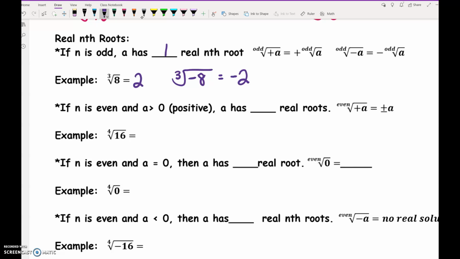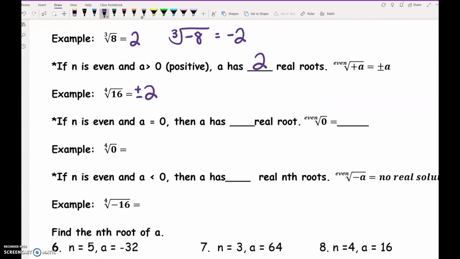If the index is even, you're going to have 2 real nth roots. For example, the fourth root of 16 is 2 because 2 multiplied 4 times is 16. But if you take negative 2 times negative 2 times negative 2 times negative 2, you have an even number of negatives. The negatives cancel and you still have positive 16. So the fourth root of 16 is positive or negative 2.